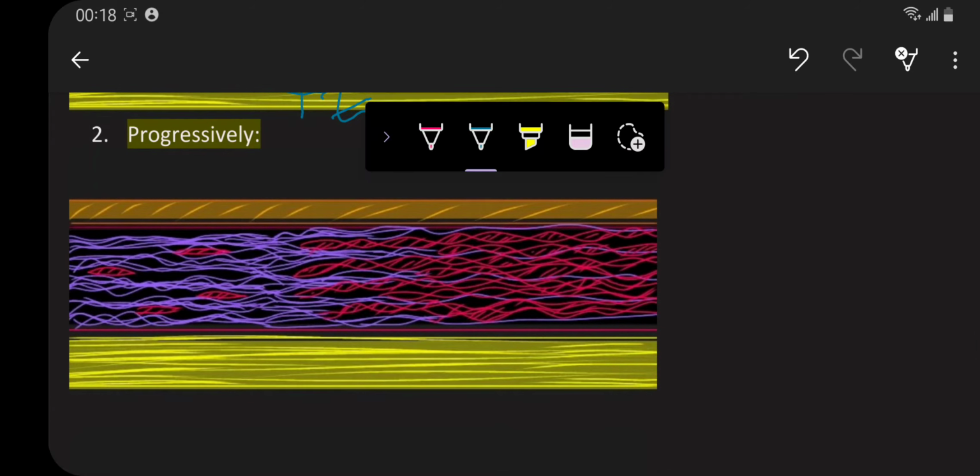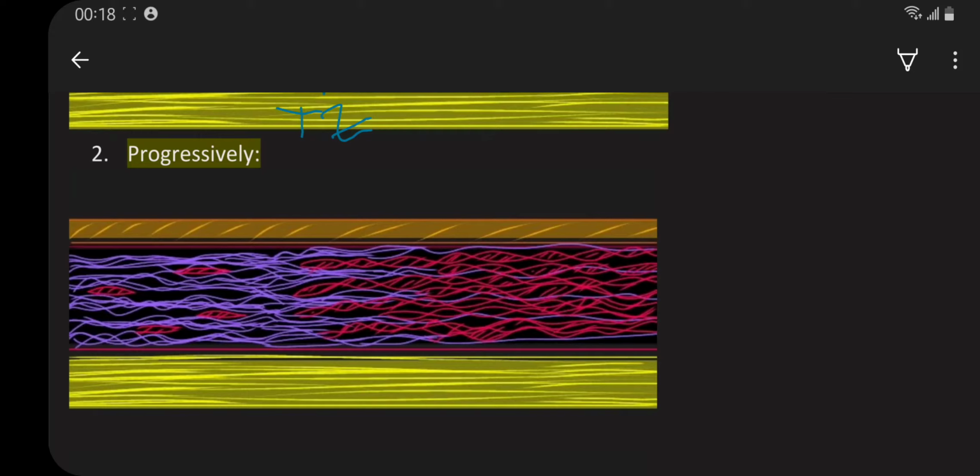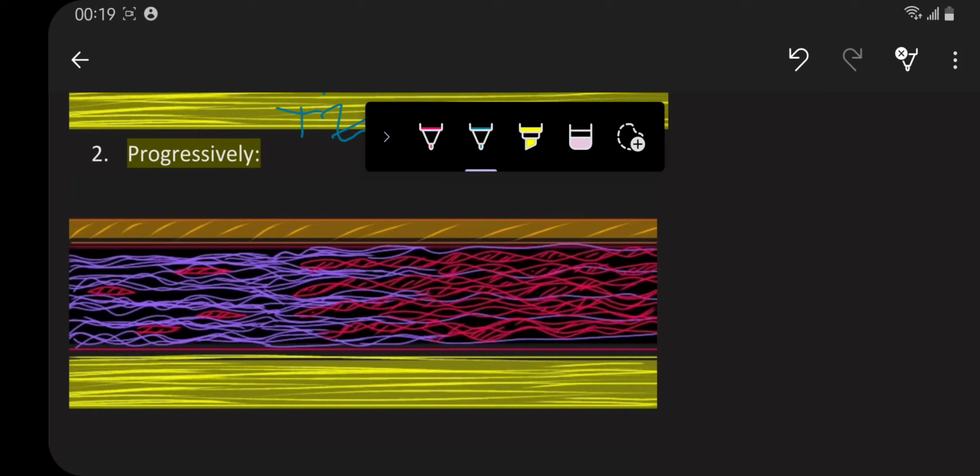Okay, so it can either happen by the smooth muscle cells segmenting the elastic sheets little by little. So this is the TZ, the transitional zone.